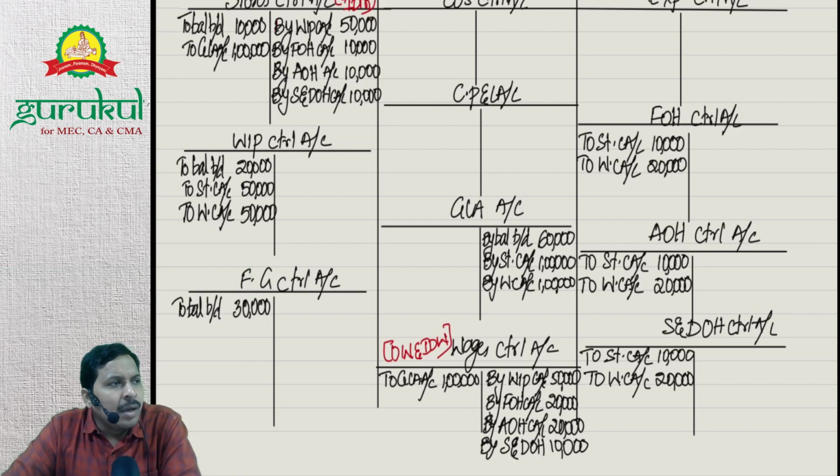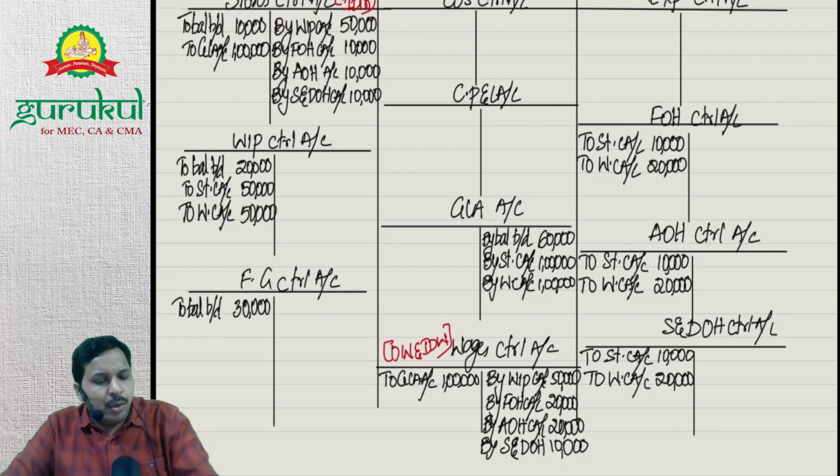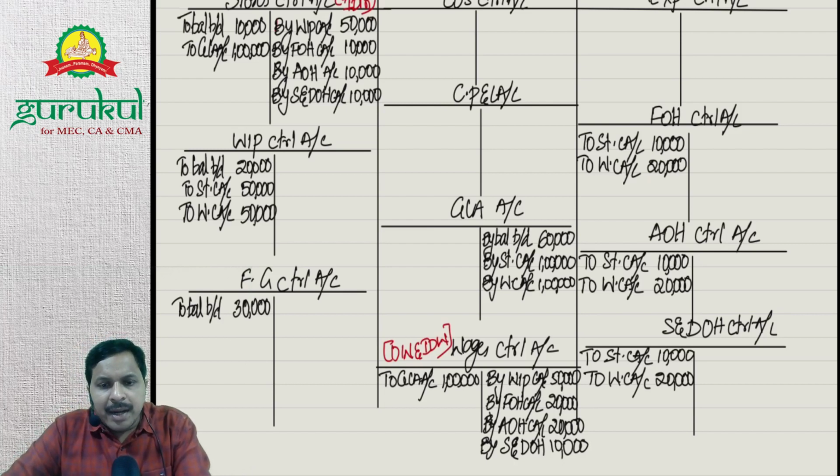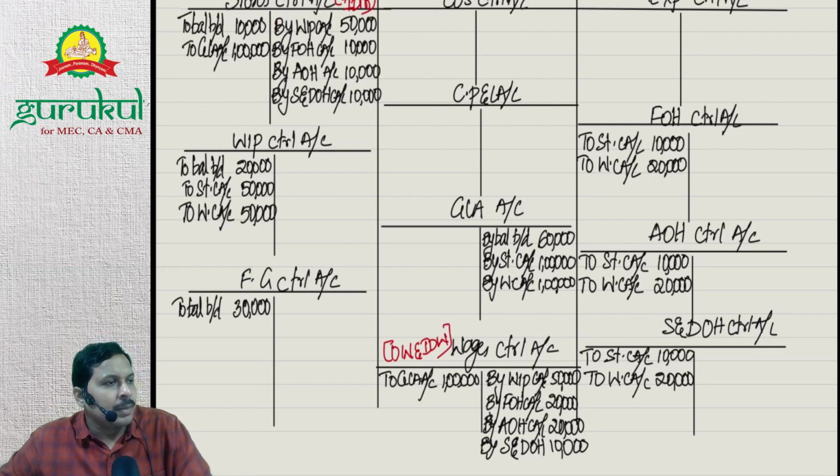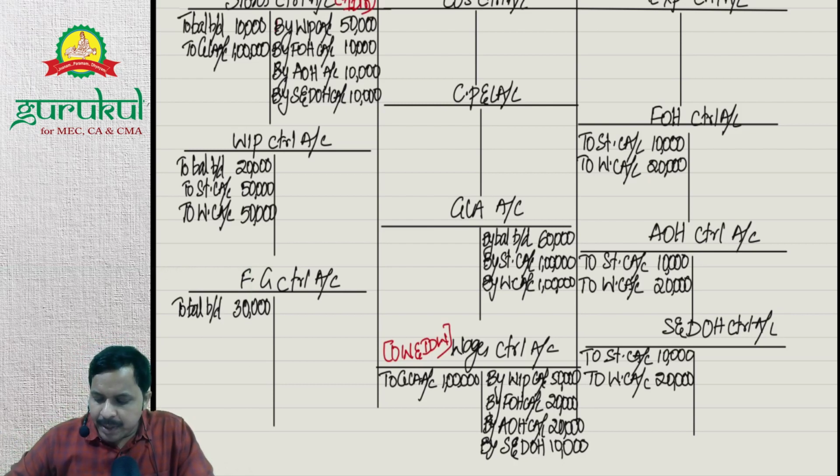Direct wages. Work in progress control account debit to wages control account. Indirect wages related to factory. Factory overheads control account debit to wages control account. Next, related to office. Administration overheads control account debit to wages control account. Related to sales department. So same replication of what? Materials. So same as materials we have completed with labor.